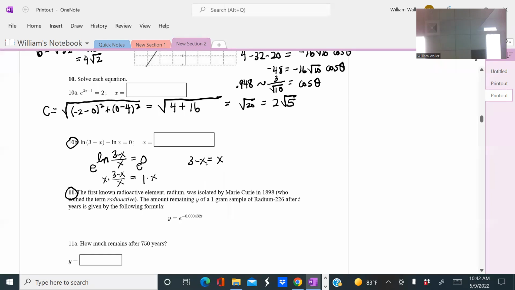And now take this x to the right-hand side. So you get 3 is equal to 2x, or it looks like x is 3 halves. So you just get one solution there, x equals 3 halves.